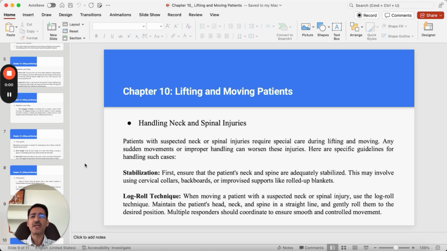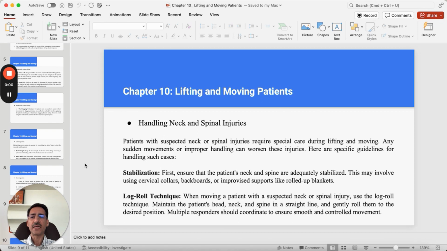Handling neck and spinal injuries. Patients with suspected neck or spinal injuries require special care during lifting and moving. Any sudden movements or improper handling can worsen these injuries. Here are specific guidelines for handling such cases. Stabilization. First, ensure that the patient's neck and spine are adequately stabilized. This may involve using cervical collars, backboards, or improvised supports like rolled up blankets.